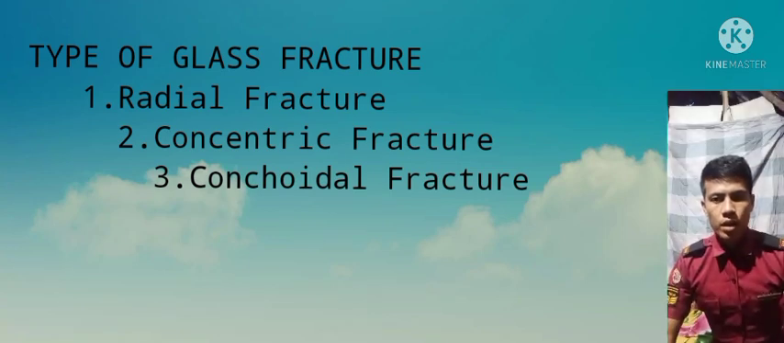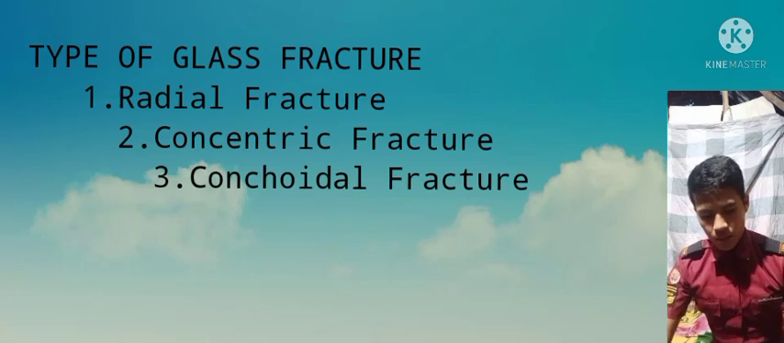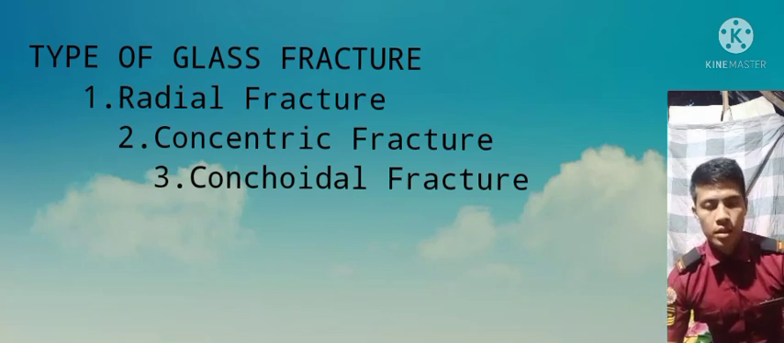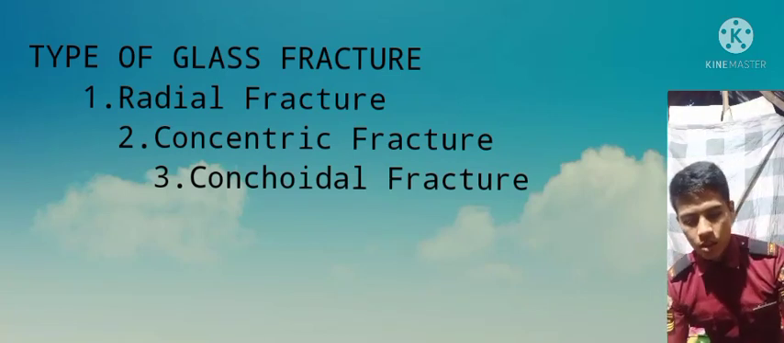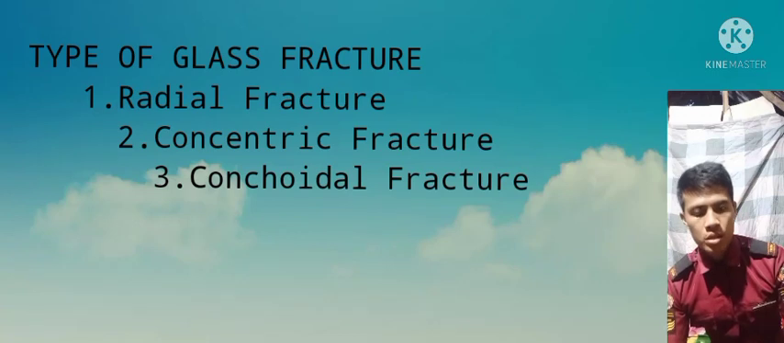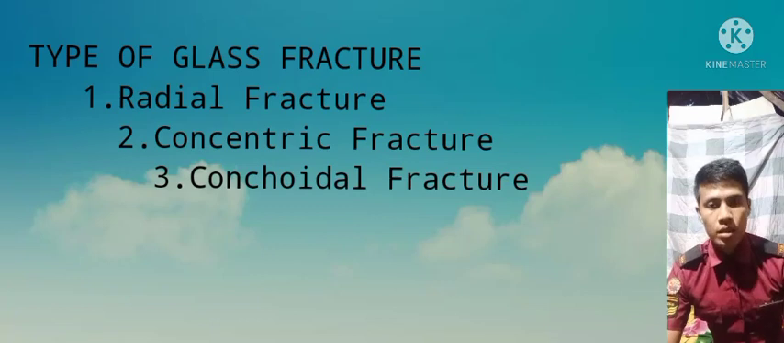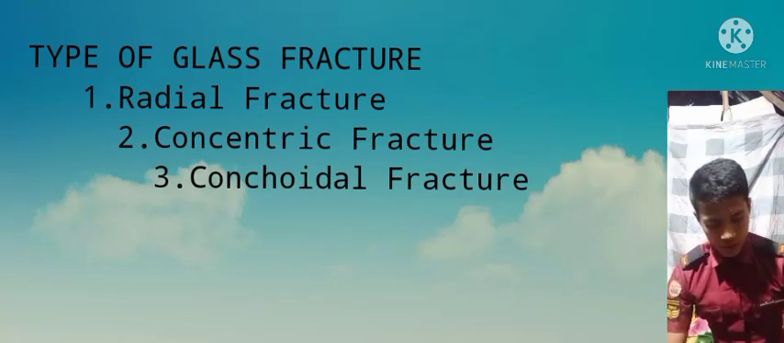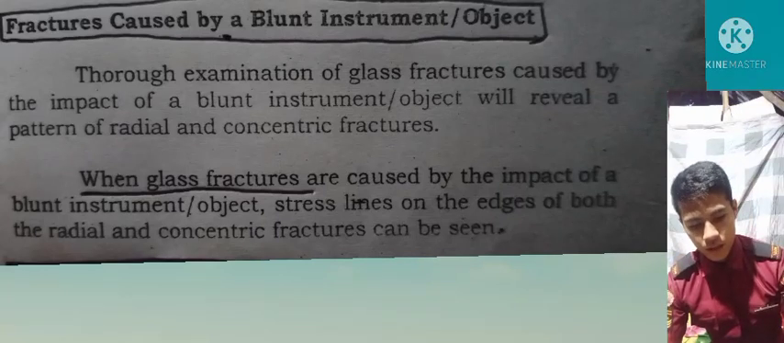Back to the radial fractures, which can be seen on the exit side, and on the other hand, the concentric fractures, which are seen on the entrance side. And this is the fracture caused by a blunt instrument or object.